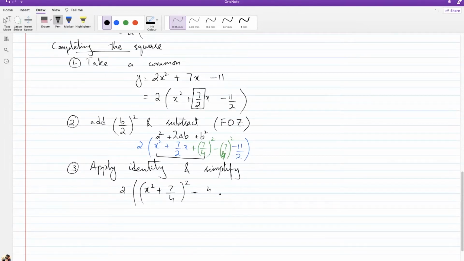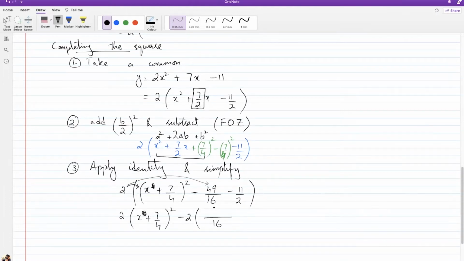So this becomes 49 over 16 minus 11 by 2. And now we are doing the simplifying step. This 2 multiplies with this, giving us 2 times, sorry, not x squared, just x plus 7 by 4 whole squared. And this 2 is also multiplied with this thing. So that gives me minus 2 times. What is 49 and that? You just add it all up. So 16, 49 plus 88, whatever the answer is.